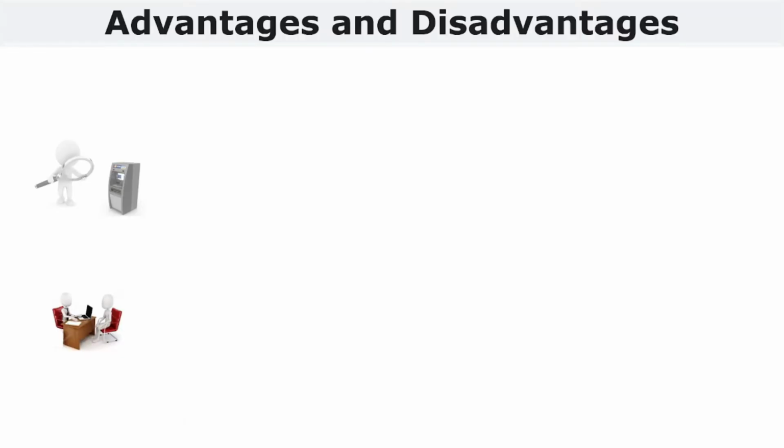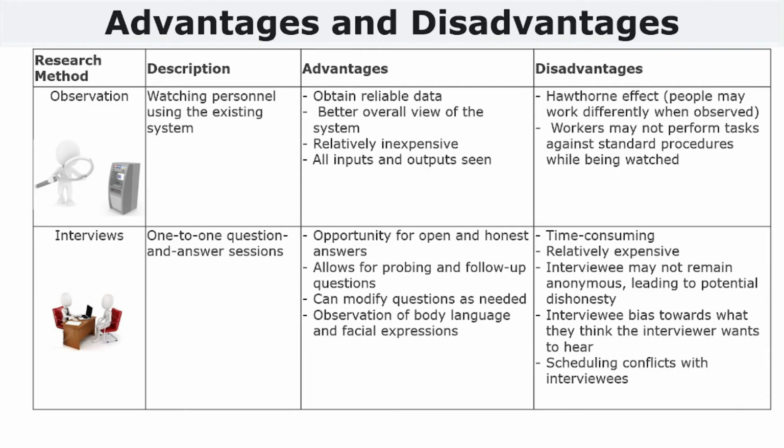Okay, now some advantages and disadvantages of the research methods that we have mentioned. The first one is observation. So we know that when you are watching people, obviously they don't feel comfortable, so they will fake how things are done. So that will be a disadvantage. Workers may not perform tasks according to standard procedures, because when people are watched, they want to impress. Okay, so that would be one disadvantage.